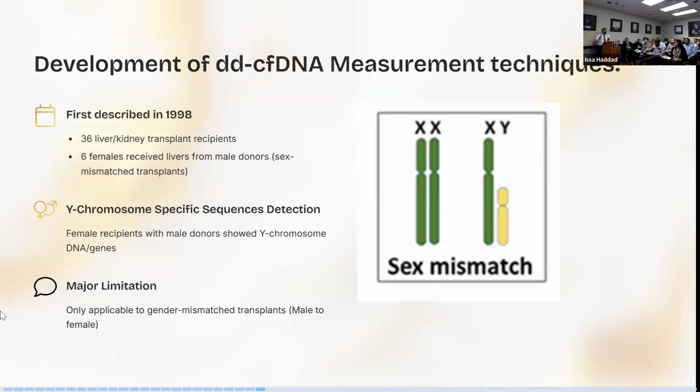There are three phases through which this has developed. The first, which I already mentioned, is from 1998. What they used at that time is that there were female recipients who received kidneys from male donors. And those female recipients actually showed Y chromosome DNA genes, and that made them able to identify which is which. But the major limitation, as you can imagine, is that this is only applicable to gender mismatches, when there is a male donor and a female recipient.